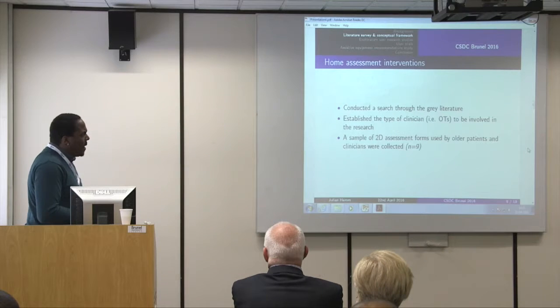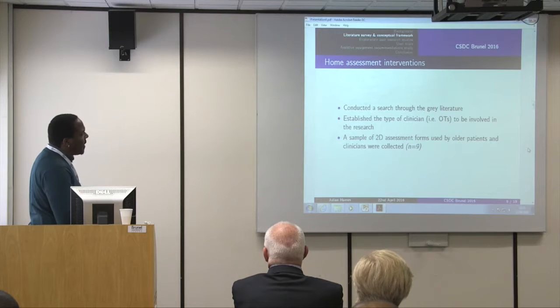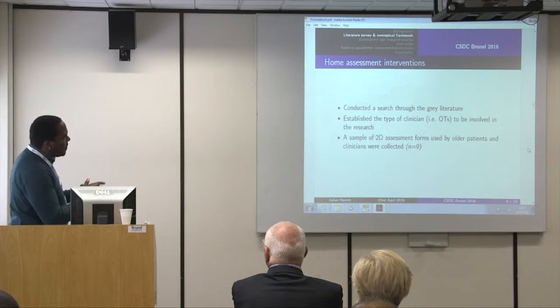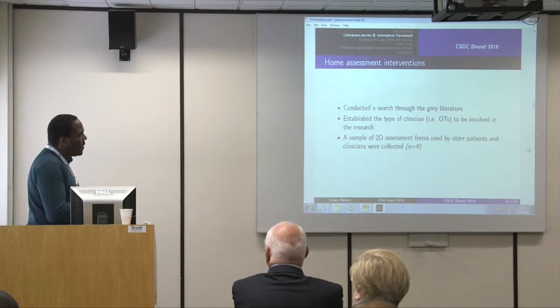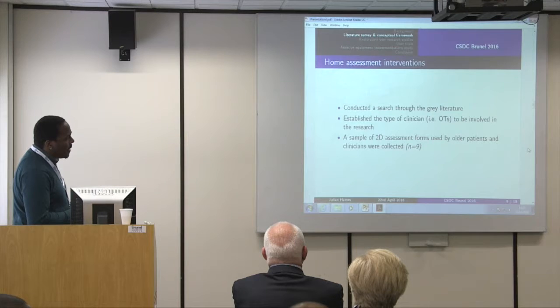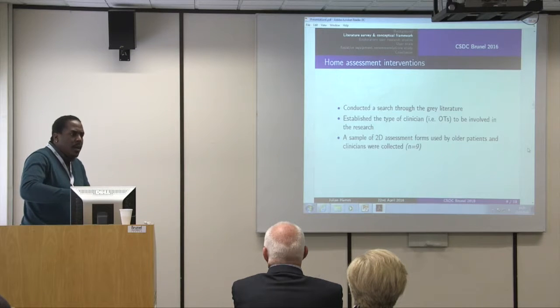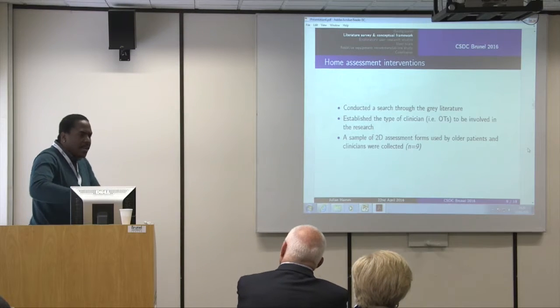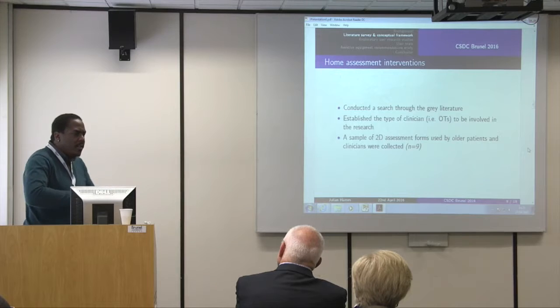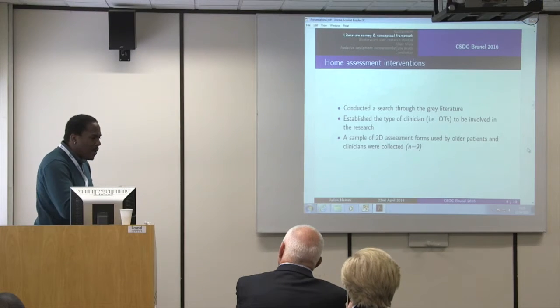And then I sort of sampled 2D assessment forms that are used by older adults and clinicians, and I found 9 that I used, which tend to be in-house. Every trust around the country tends to develop their own, almost a checklist in a way, of how an OT would go out to the patient's home and assess the home and prescribe some equipment.